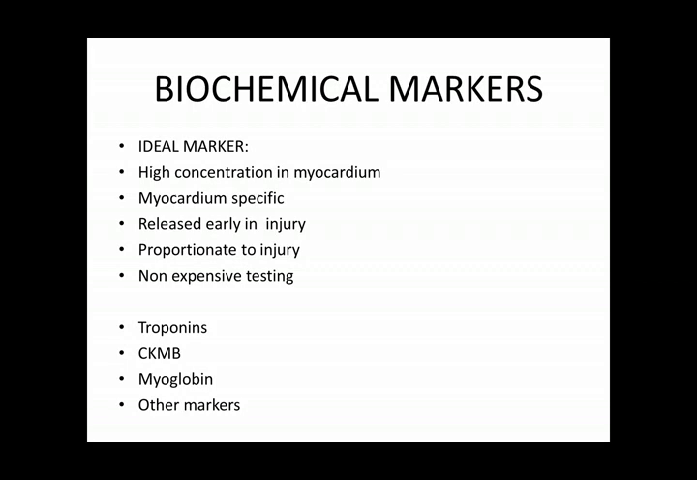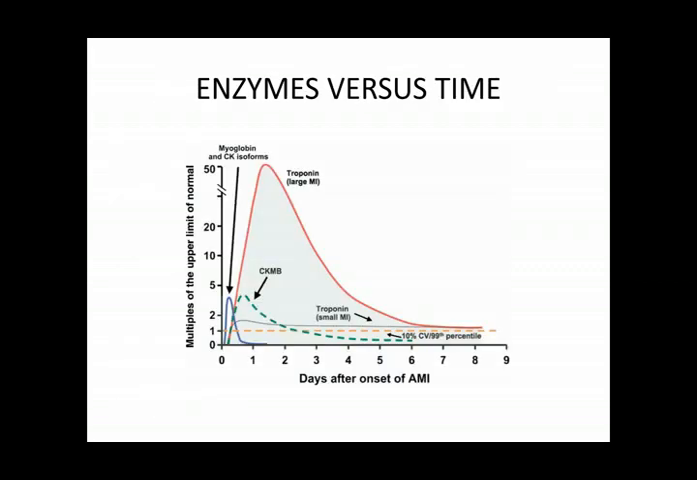The other one is CKMB, a derivative isoenzyme of creatine phosphokinase. The other isoenzymes of CKMB are CKMB1 and CKMB2. Then serum myoglobin, LDH, ALT, AST. There are other markers, and new markers have been invented also, for example BNP, ANP, etc.